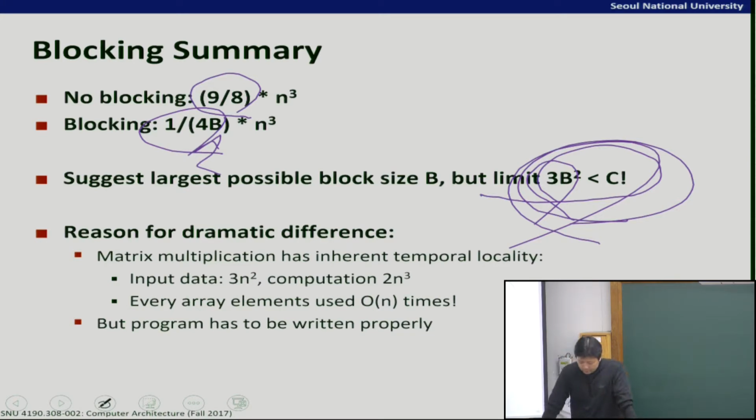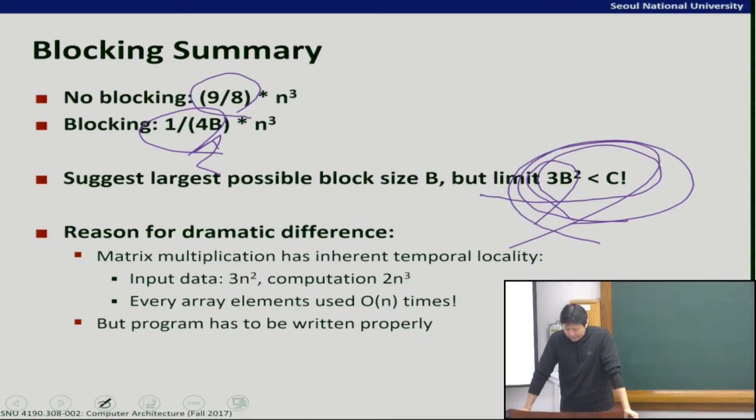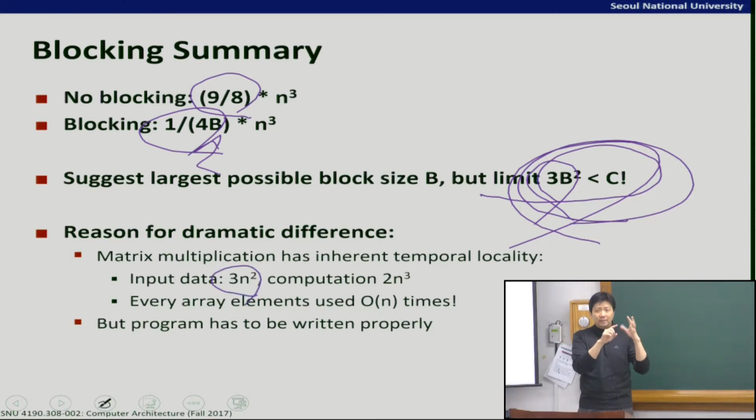This can show a very dramatic difference. The reason is that matrix multiplication has inherent temporal locality, right? Think about it. The input and output array data size is 3n squared, right? Because we have 3 arrays, C, A, B, and each array takes n squared. So the total array size is 3n squared.